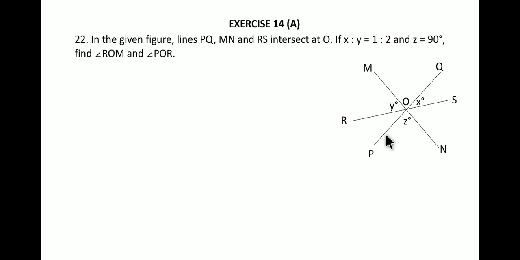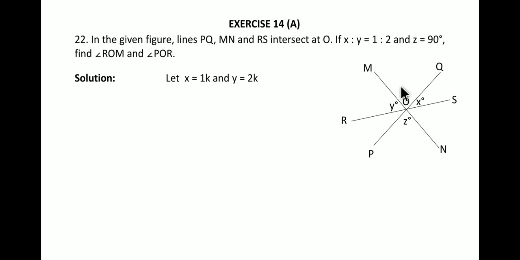So let's start with the solution. Here we'll start with the first given condition, which is x is to y is equal to 1 is to 2. If they are in the ratio, then we can assume the two angles to be x is equal to 1 into a constant k, that is 1k, and y is equal to 2 means y will be equal to 2k. So 1k and 2k are simply k and 2k.